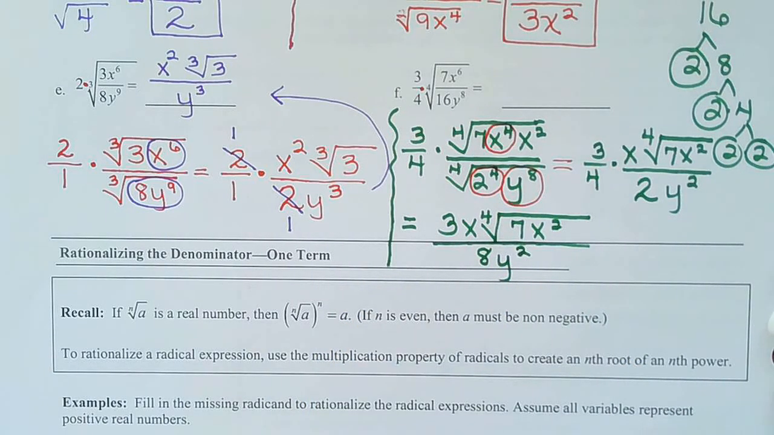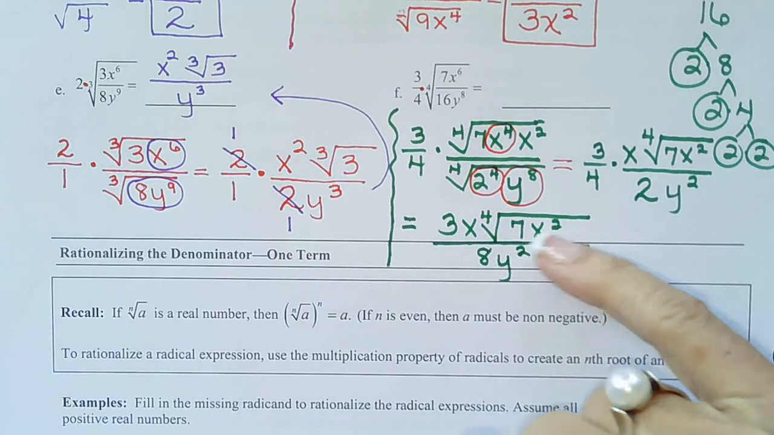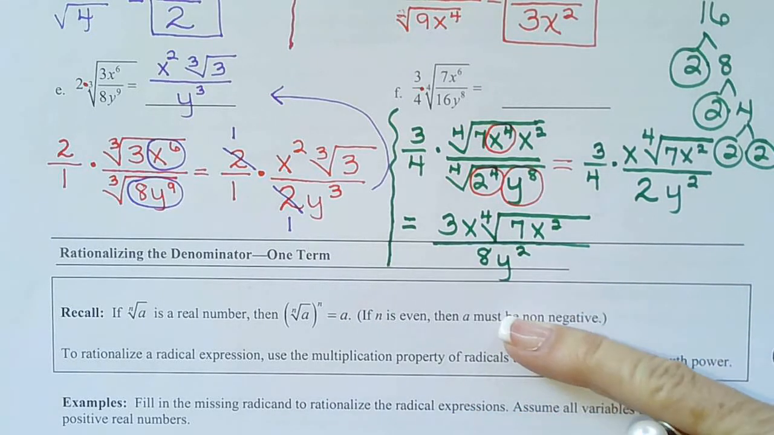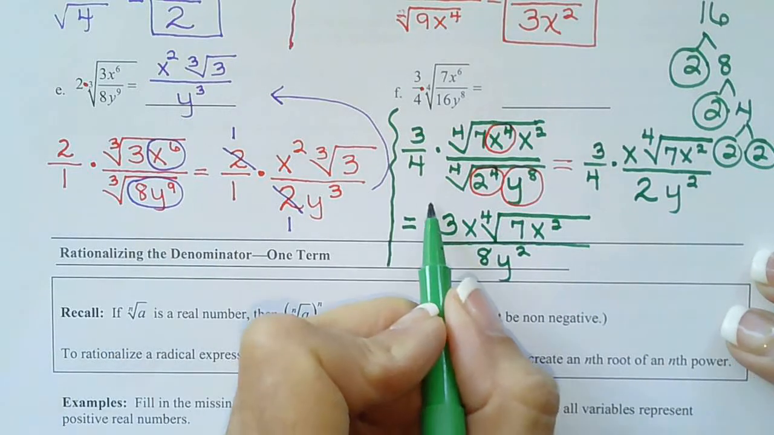So that would be our final answer, because 7 only has a single. There's only 2 x's, so those can't get out of jail. There's no radical in the denominator. There's nothing common to cancel. So that would be it.